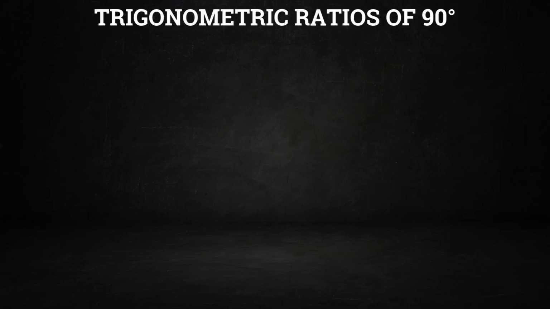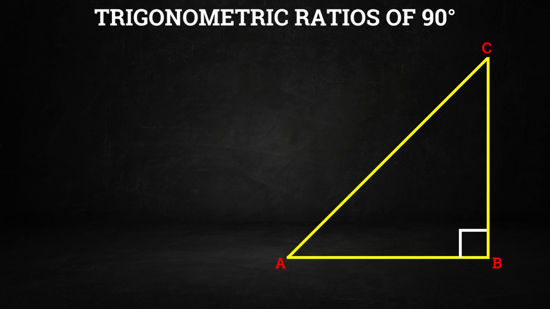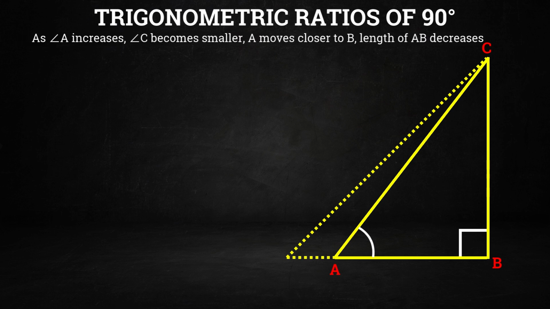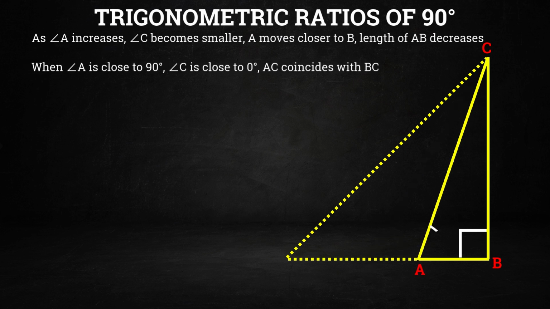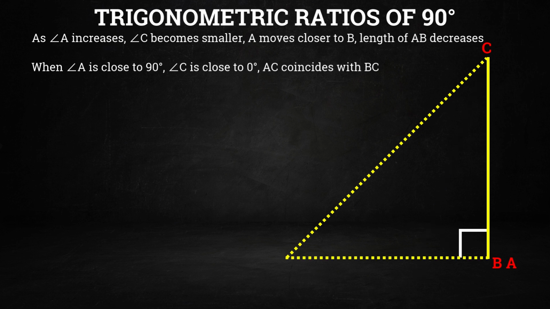Now let's do the reverse. Let us make angle A larger and larger. As angle A increases, angle C gets smaller. Point A moves closer to B. Side AB becomes very small, and side AC becomes nearly equal to BC.